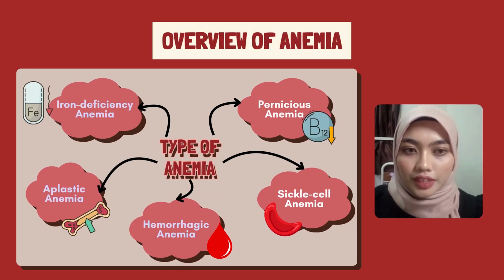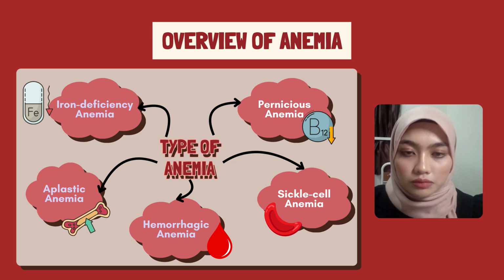Overview of anemia. Anemia can be classified into several types based on its cause or the nature of the problem affecting red blood cells. First is iron deficiency anemia. Iron deficiency anemia is caused by a lack of iron, which is essential for hemoglobin production. Second is aplastic anemia, a condition where the bone marrow fails to produce adequate red blood cells.